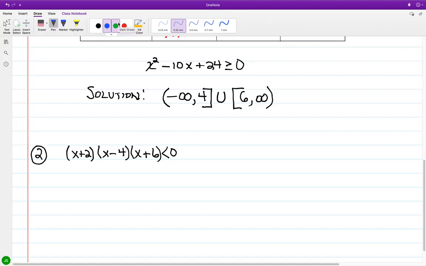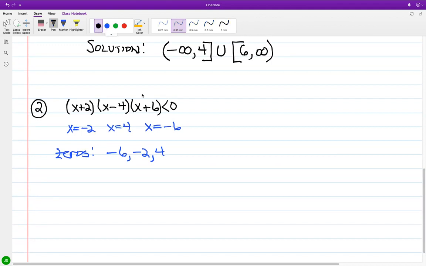Okay, for number 2, we're looking at the product of 3 binomial expressions to be less than 0. If we identify the zeros of each factor, you have x at negative 2, x at 4, and x at negative 6. Upon identifying the zeros, rank ordering from smallest to largest, we have negative 6, negative 2, and positive 4. Now, just setting up a table.